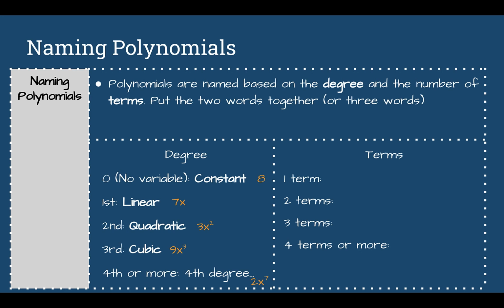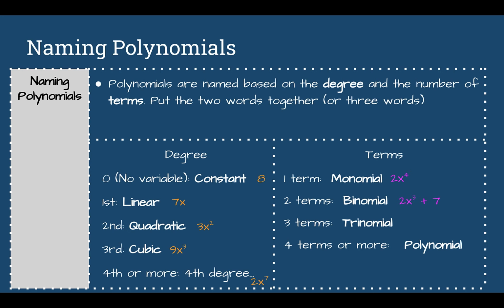The other part to this is the number of terms. So based on how many terms there are, it has a second word. So if it has one term, it's a monomial. So 2x to the 4 only has one term. This would be a monomial. It would also be 4th degree. If there are two terms, it's called a binomial. Bi meaning two, like bicycle. Bicycle has 2 wheels. This has 2 terms.